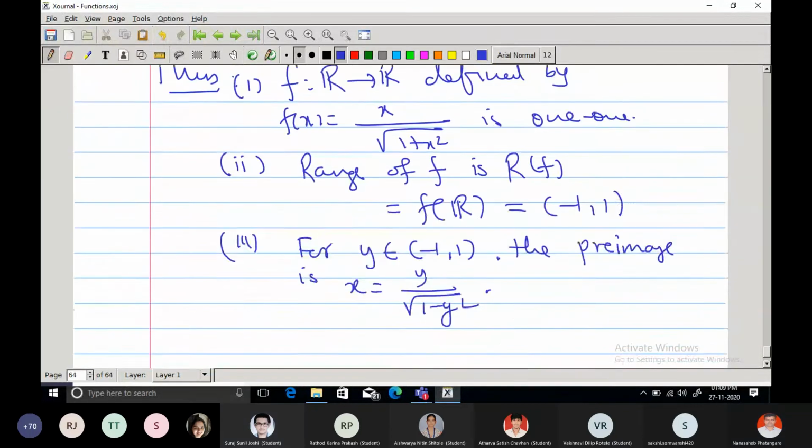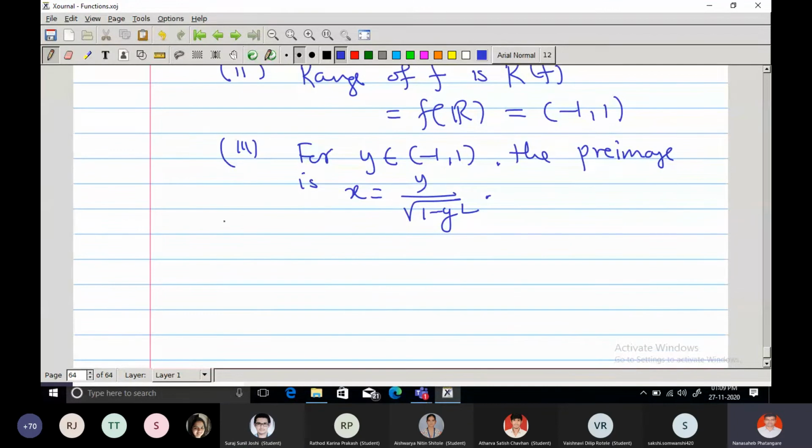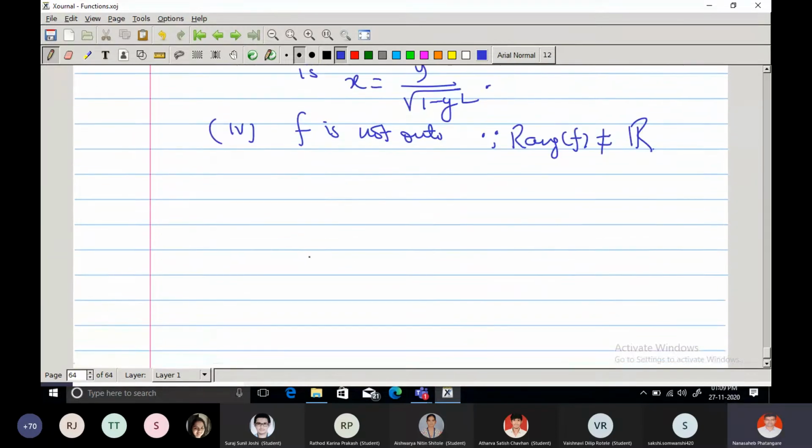Yes, sir. Fine. So one more observation: f is not onto because the range of f is not the whole codomain R. It is smaller, right? Can you draw the graph of this function? Can you sketch the graph of this function?